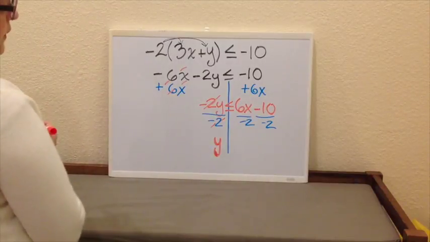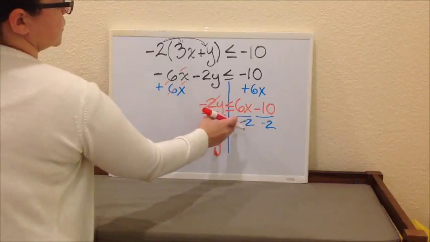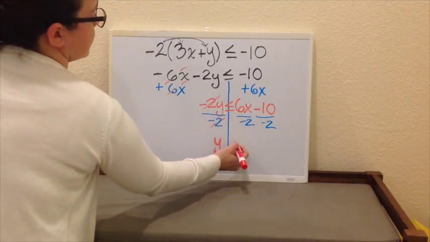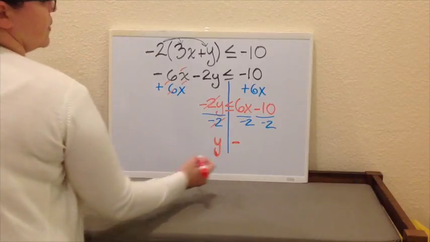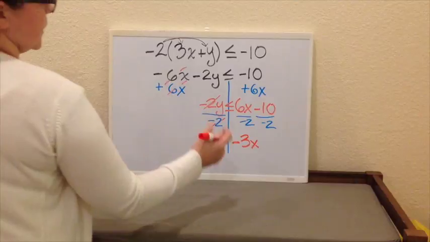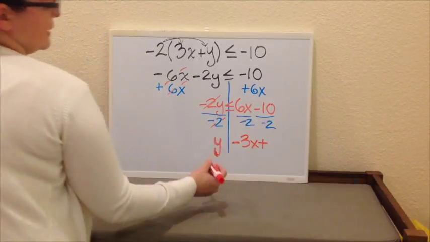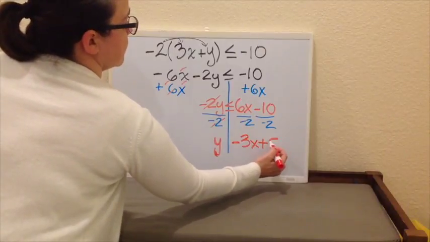We have to make our divisions on the other side. So I have 6x divided by negative 2. A positive divided by a negative equals a negative. 6 divided by 2 is 3, and we just drop the x. Then we continue. Negative divided by a negative is positive. 10 divided by 2 is 5.